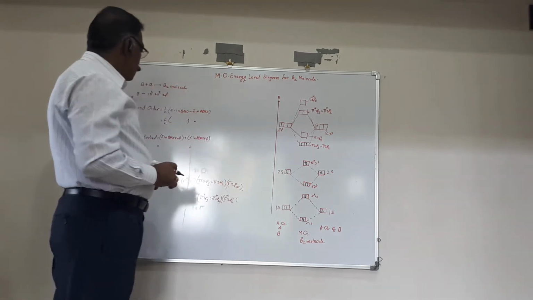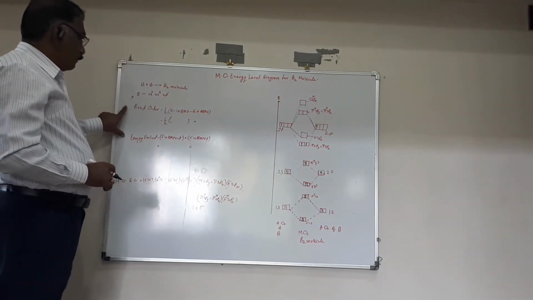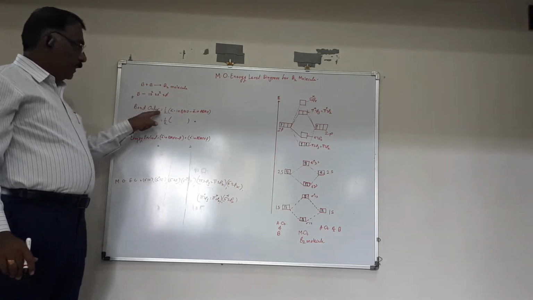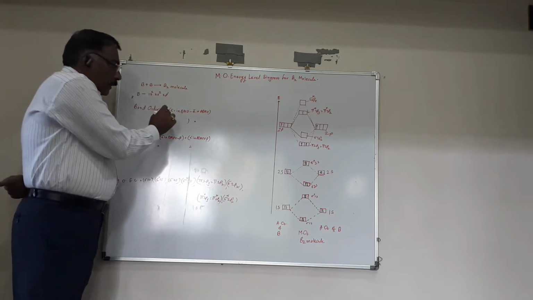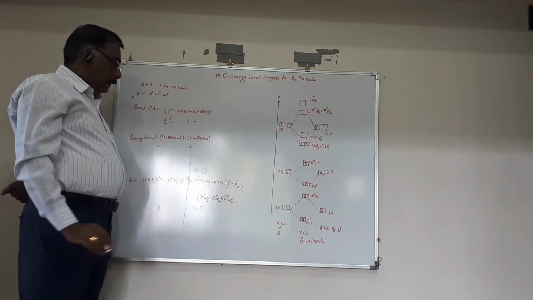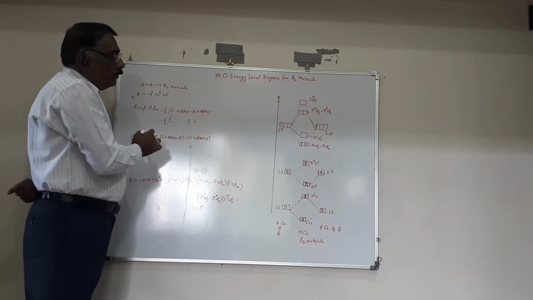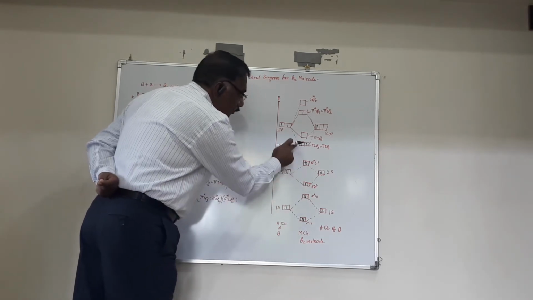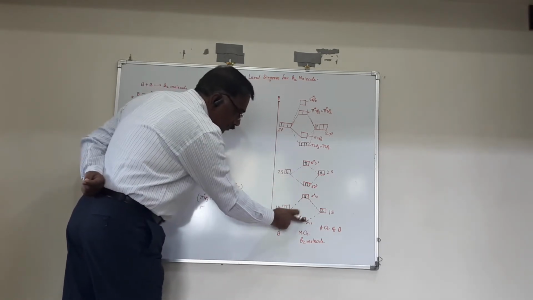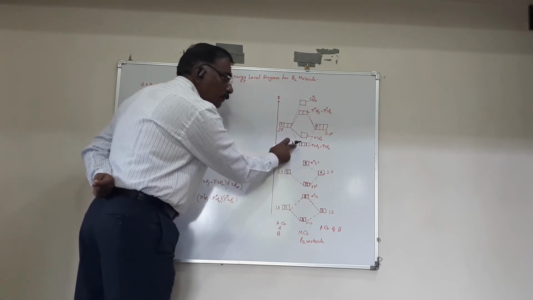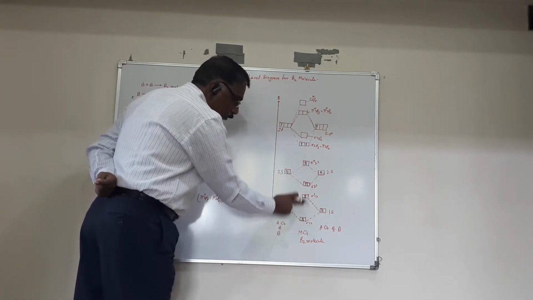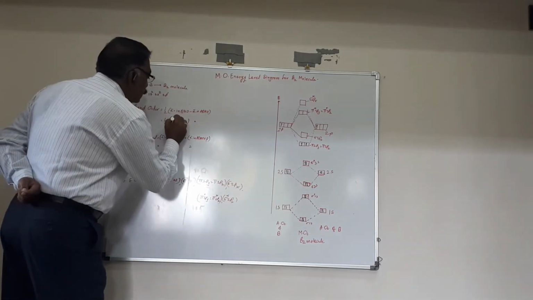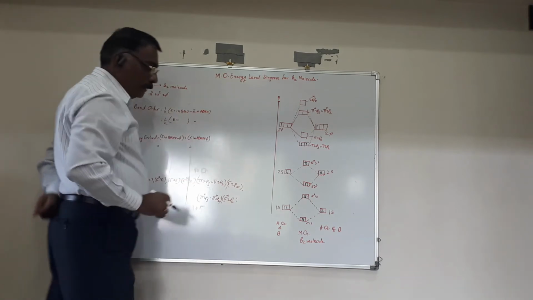First of all, we want to calculate the bond order. For this, the formula is 1/2 (electrons in BMO minus electrons in ABMO). To count the total electrons in BMO, here it is BMO, BMO, and BMO. Here there are 2 electrons, 2 electrons, and 2 electrons, so 2 plus 2 is 4, plus 2 is 6. So in BMO there are 6 electrons, minus ABMO.